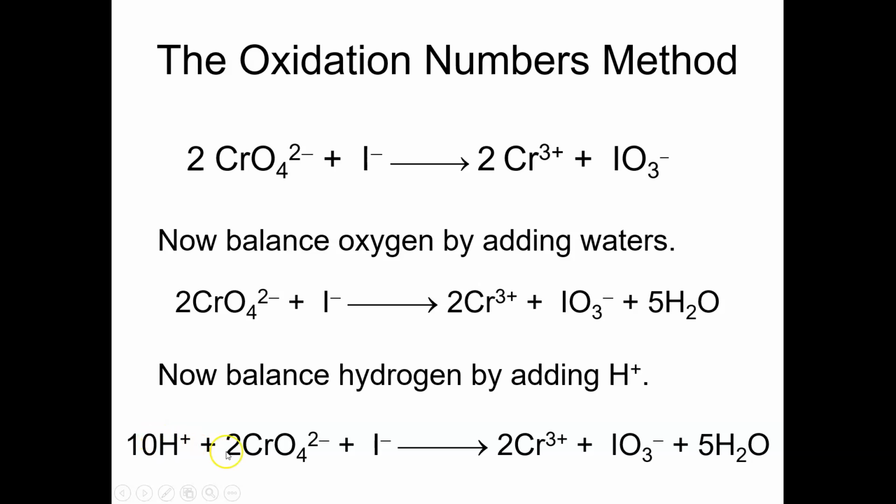So let's check. 10 hydrogens, 5 times 2 is 10 hydrogens. 2 chromiums, 2 chromiums, 1 iodine, 1 iodine. 2 times 4 is 8 oxygens. 3 plus 5 times 1 is 8 oxygens. And on charge, I'm a +10 here, and I'm a -4 plus -1 is -5. So +10 and a total of -5 gives me a total charge of +5 on the left. 2 times +3 is +6, plus a -1 is +5 on the right. So I'm balanced on atoms and charges.